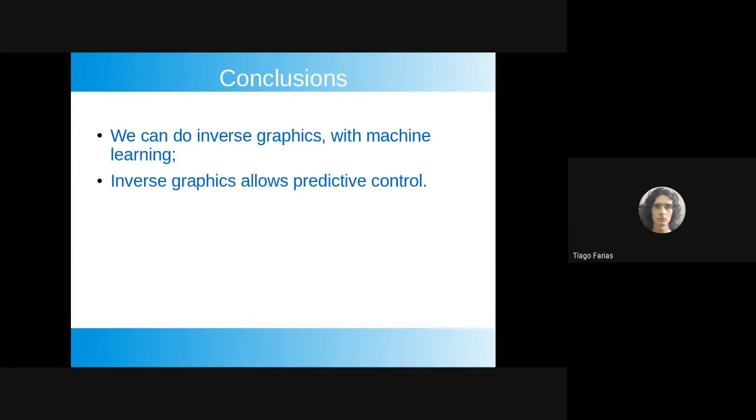So, conclusions: we can do inverse graphics with machine learning, and so you can obtain whatever physical properties you want from whatever physical system you are simulating. And inverse graphics allows for predictive control, which is useful for robotics, is useful for games, is useful for self-driving cars, and so on. Thank you.